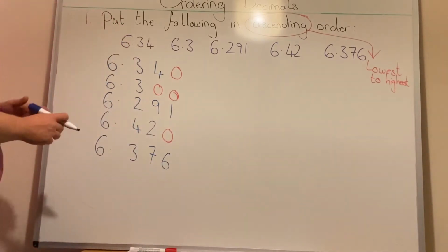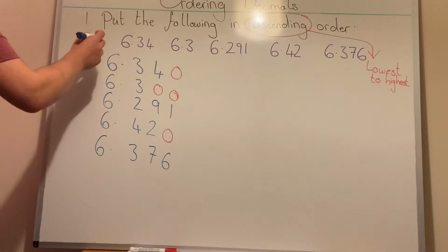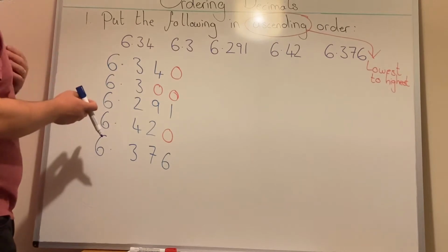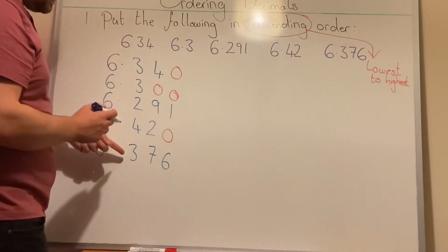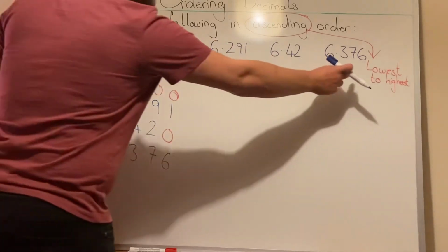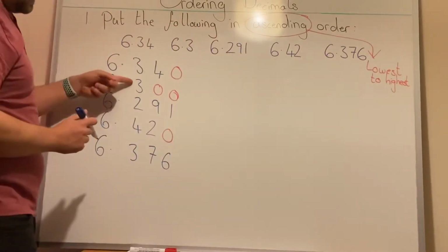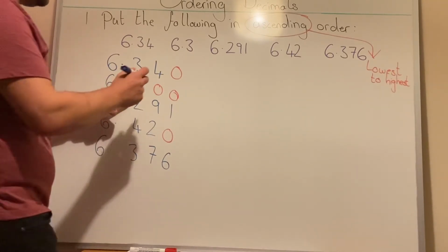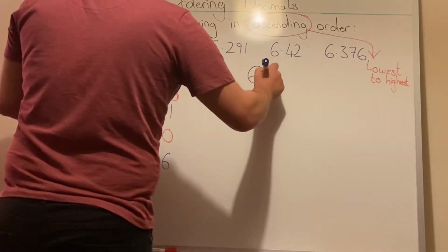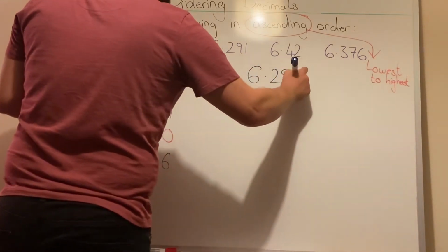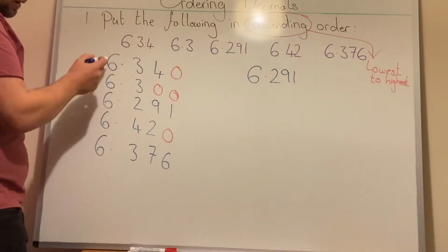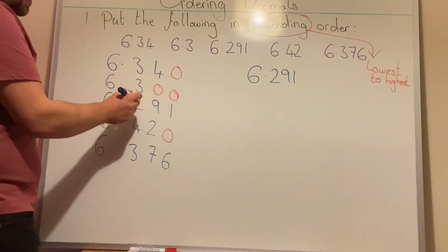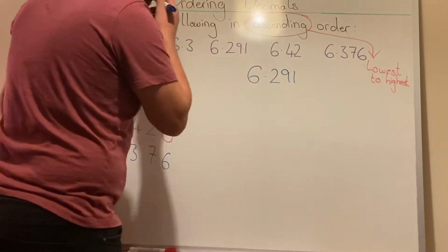Then we're going to start looking. We need to find the smallest number. They all start with 6, so that column isn't helpful because they're all the same. It doesn't tell us which is the lowest. So we're going to look at this next column. Remember, we're starting with the lowest number going to the highest number. The lowest number here is 2. That's the only number with 2 in the first decimal place. So the smallest number is 6.291. We cross that one out and write it there.